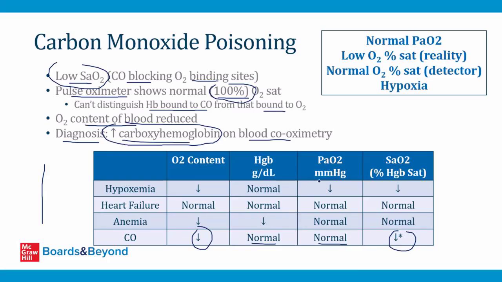And as I said, normally PaO2 and SaO2 go together, like in all these other disorders I'm circling here. Carbon monoxide poisoning is sort of the one exception where you can have a normal PaO2, but a decreased or abnormal SaO2. And so up here at the top of the slide, I've summarized the things you want to remember about carbon monoxide poisoning. There's a normal PaO2. There's a low oxygen percent sat, the SaO2 in reality, but you'll get a normal reading from the photodetector. And then there's hypoxia because of the decreased oxygen content of blood.